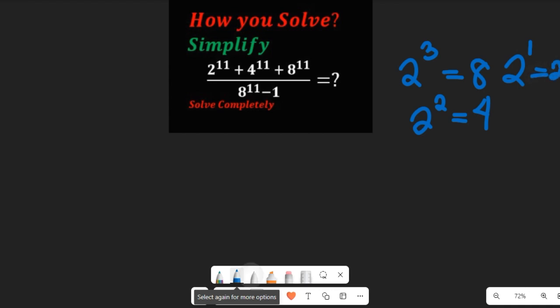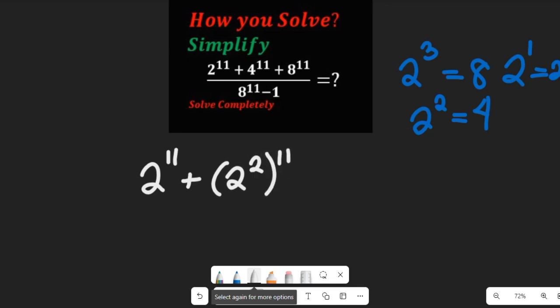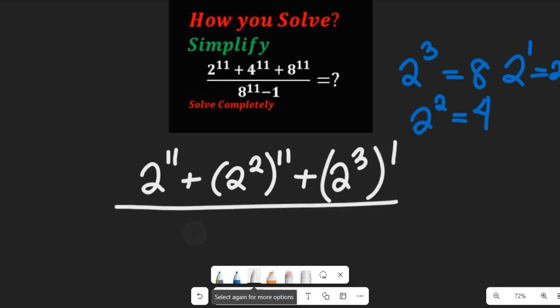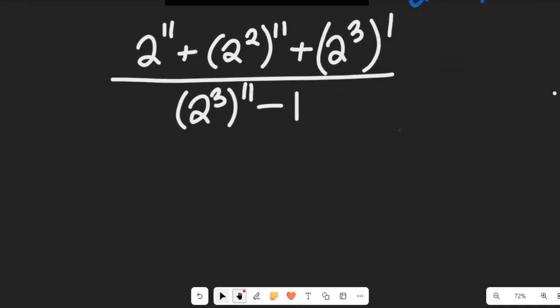So if I change all those expressions, I'm now going to have this expression give me 2 to the power of 11, plus 2 to the power of 2 multiplying 11, plus 2 to the power of 3 multiplying 11, right? And all this will be divided by 2 to the power of 3 multiplying the power of 11, and this will be minus 1. Great. Now what do we do from here in the next step?